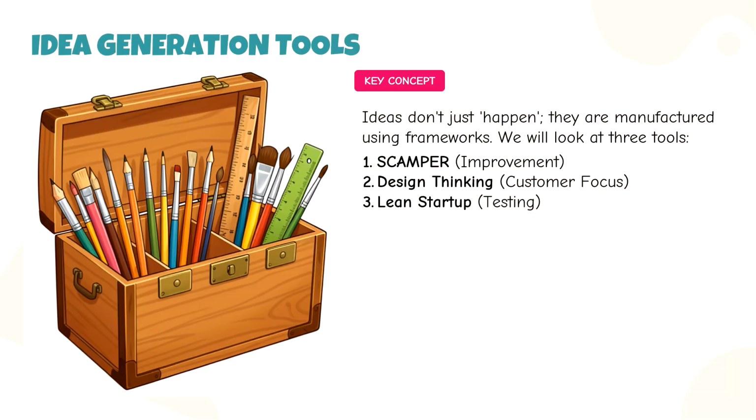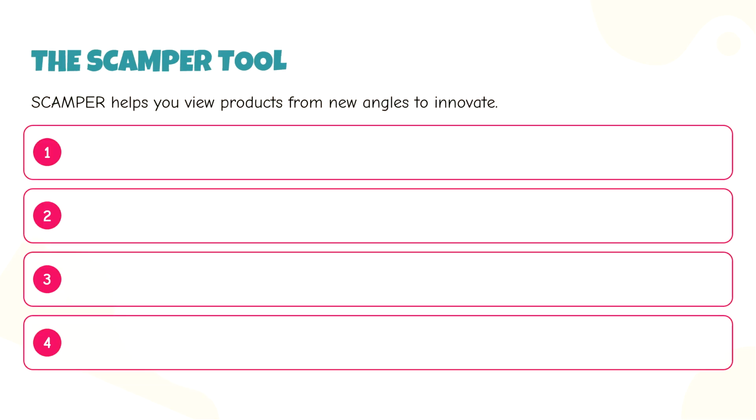Now, let's have a look at the three idea generation tools. These are SCAMPER, which looks at improvement of current products, ideas and services, design thinking, which is more customer focused, and lean startup, which focuses on testing. SCAMPER helps you look at products from different perspectives in order to innovate.